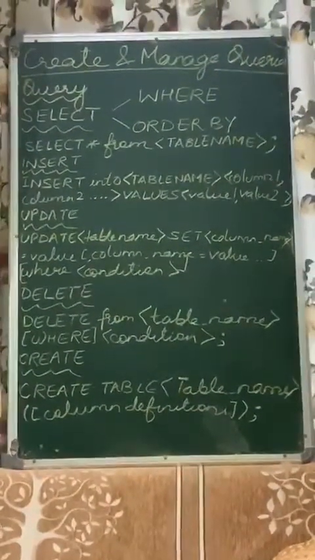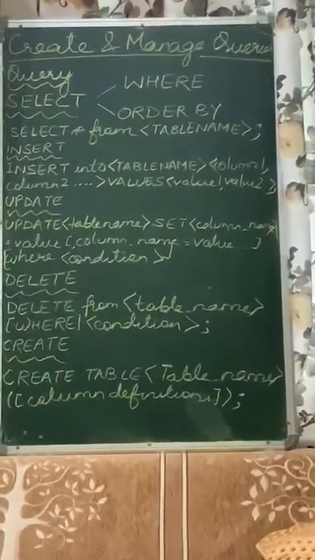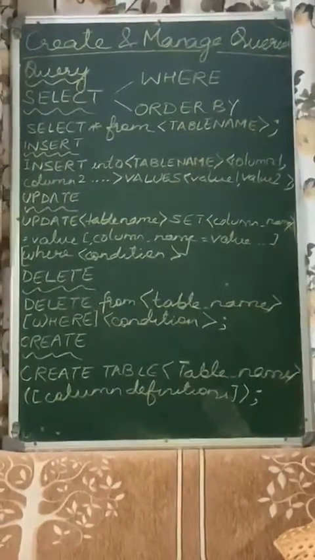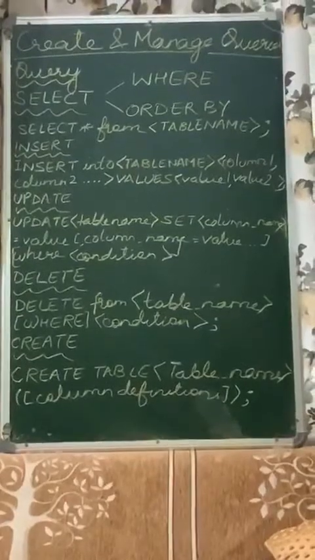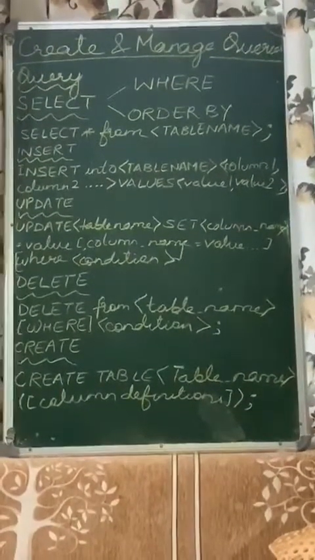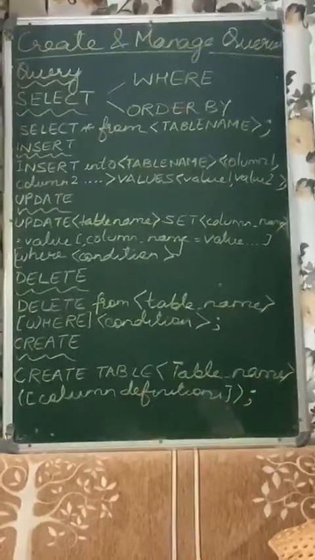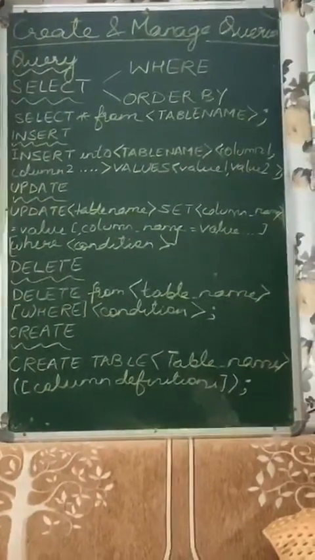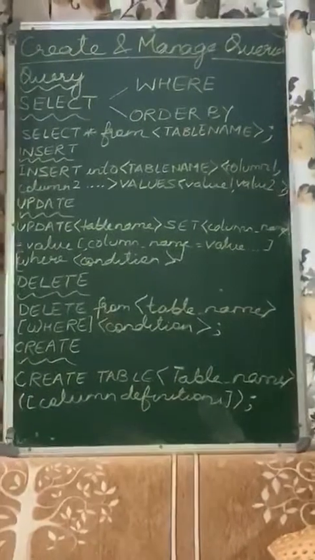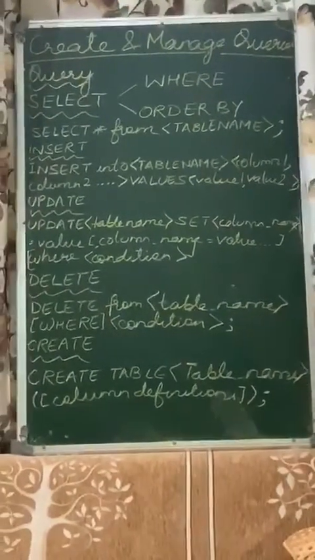A select statement has two optional clauses. One is where and the other one is order by. Where specifies which rows you want to retrieve, and order by specifies an order in which to return the rows. For example, select star from table name.